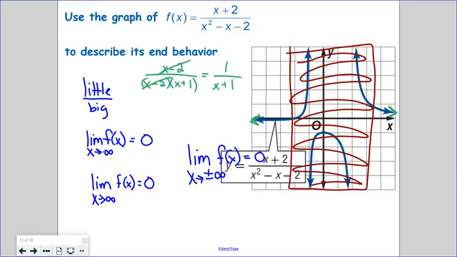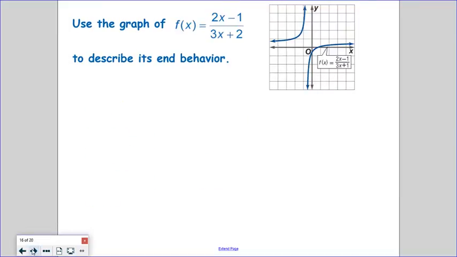The only thing I would worry about is if it is factored, we need to think about the unfactored version to help you categorize. Okay? Questions on that? All right.